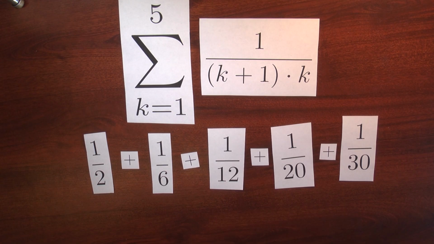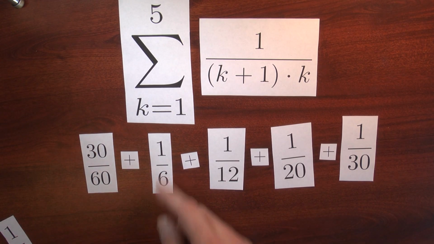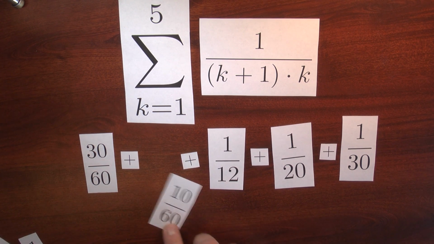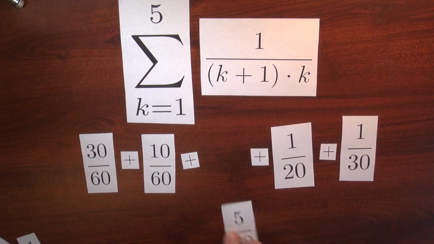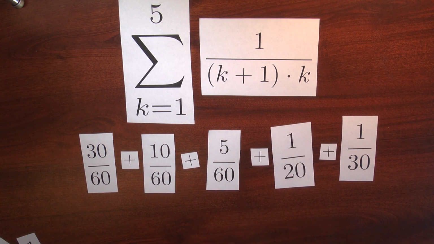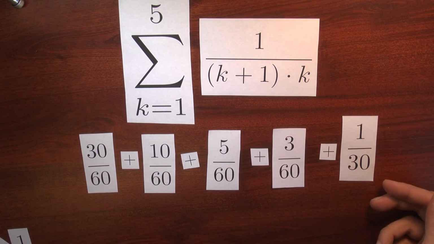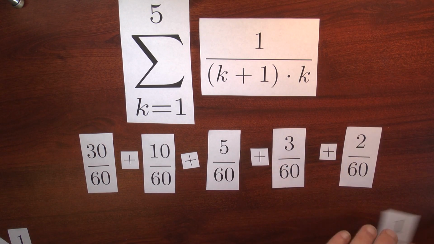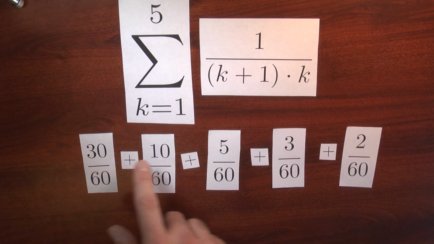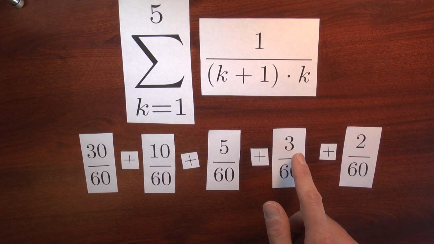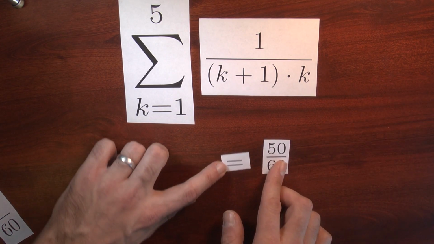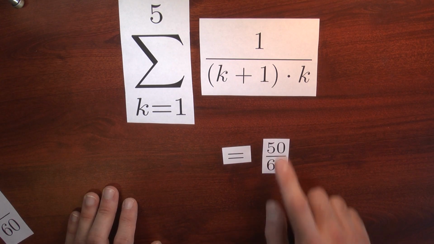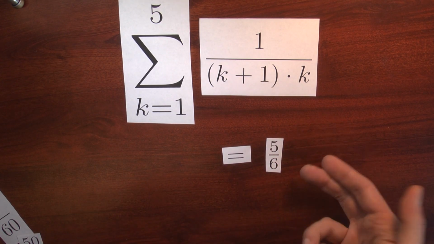I put them over a common denominator of 60. Here we go. 1 half in 60ths is 30 60ths. 1 sixth in 60ths is 10 60ths. Over a common denominator of 60, this becomes 5 60ths. Common denominator of 60, this becomes 3 60ths. Common denominator of 60, this becomes 2 60ths. And just add up the numerators. 30 plus 10 is 40, plus 5 is 45, plus 3 is 48, plus 2 is 50. So this entire thing is just 50 60ths. But instead of writing 50 60ths, I could just write 5 sixths.